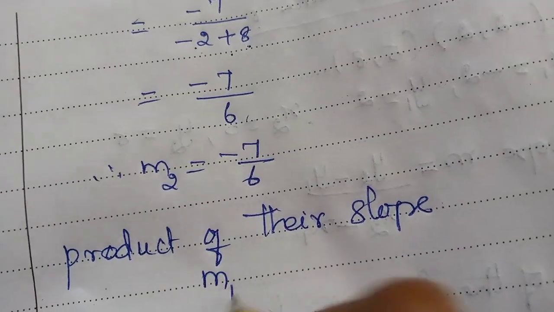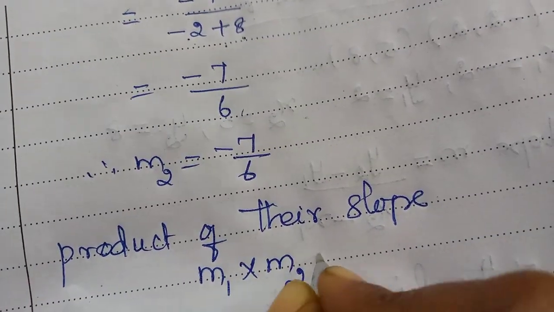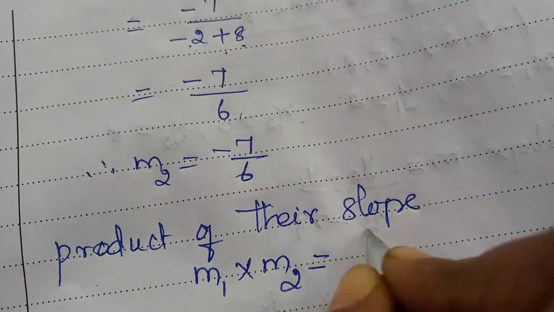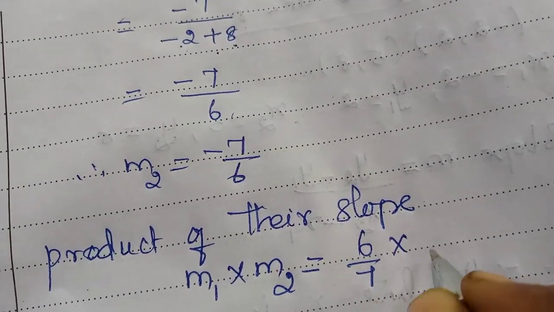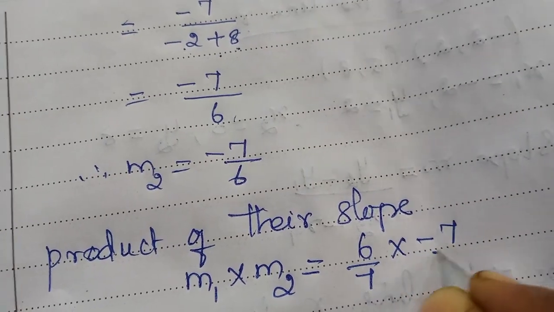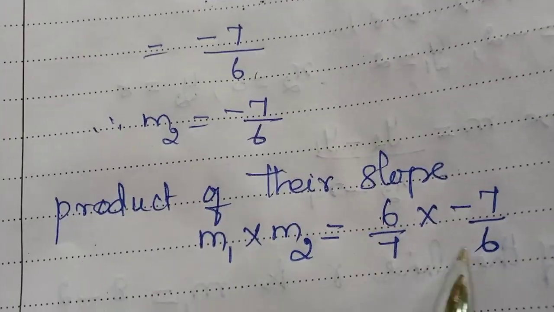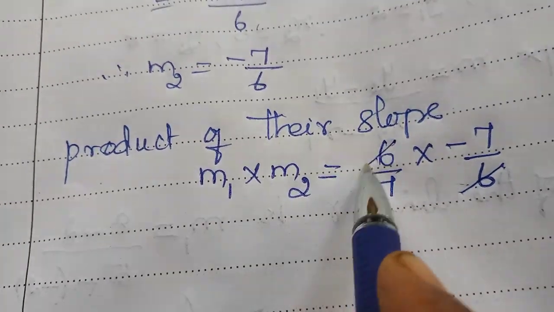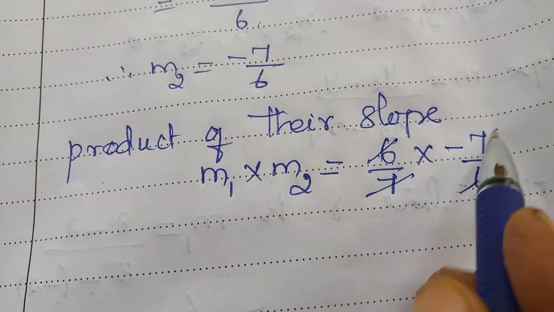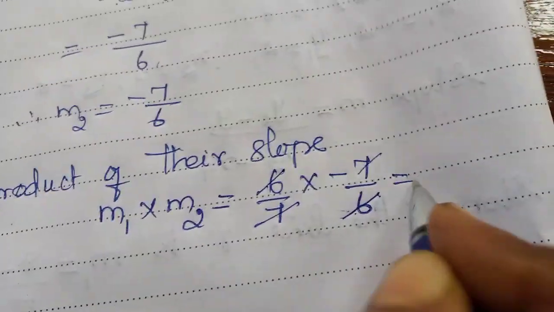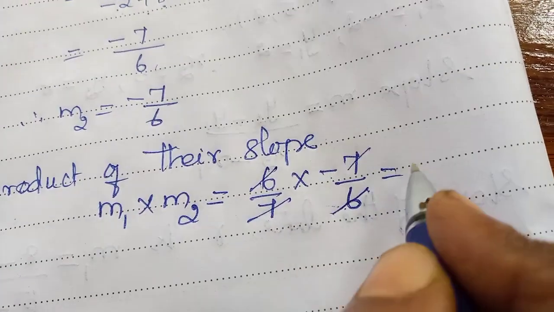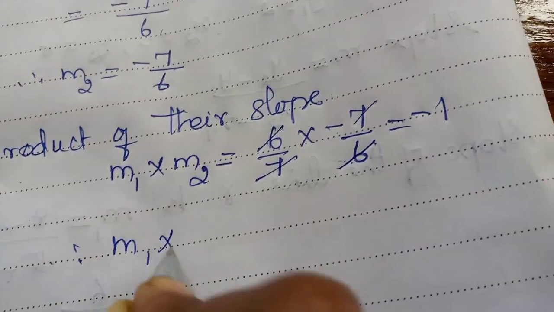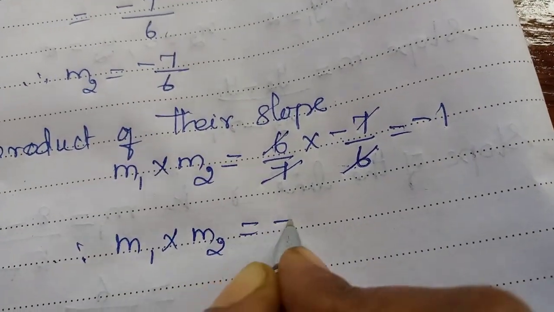Product of their slopes, m1 into m2, is equal to, let us multiply. What is the m1 value? m1 is 6 by 7 into, what is the m2 value? Minus 7 by 6. Is there any possibility to cancel? Yes. So 6 can be cancelled, 7 can be cancelled. What else? Minus 1. Okay. Therefore m1 into m2 is equal to minus 1.